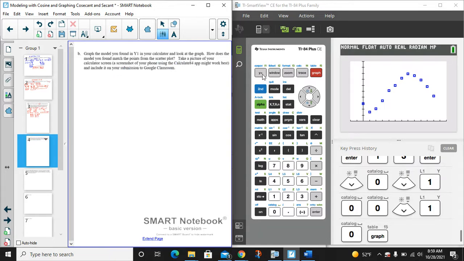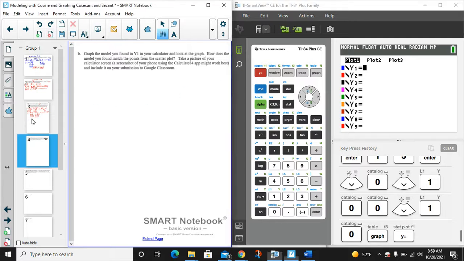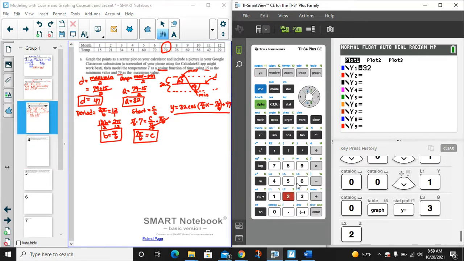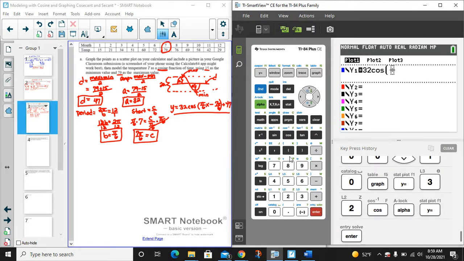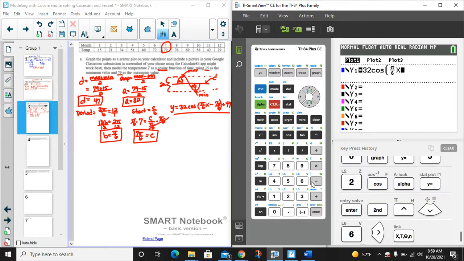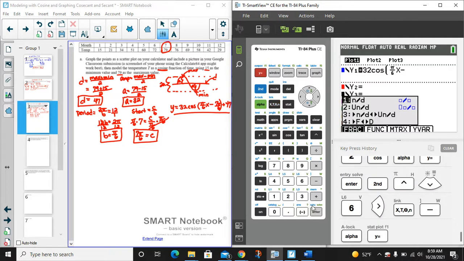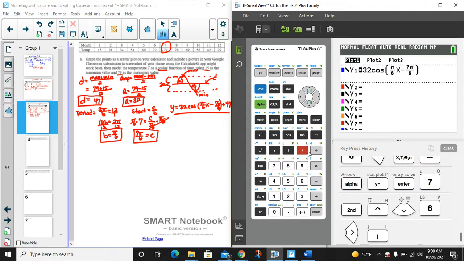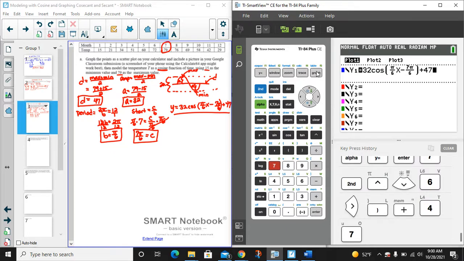So all we have to do is go to our y equals, and we type in this equation that we just found, which we know is 32 times the cosine. Of course, our alpha y equals enter fraction command works best here. So pi over 6x minus, again, we'll want our fraction command here, 7 pi over 6, and then plus 47. So now we can graph this thing.